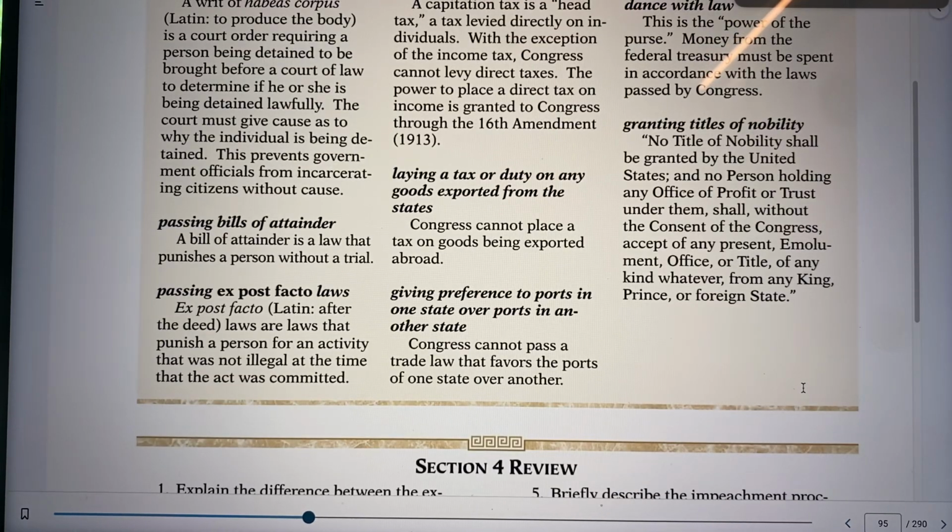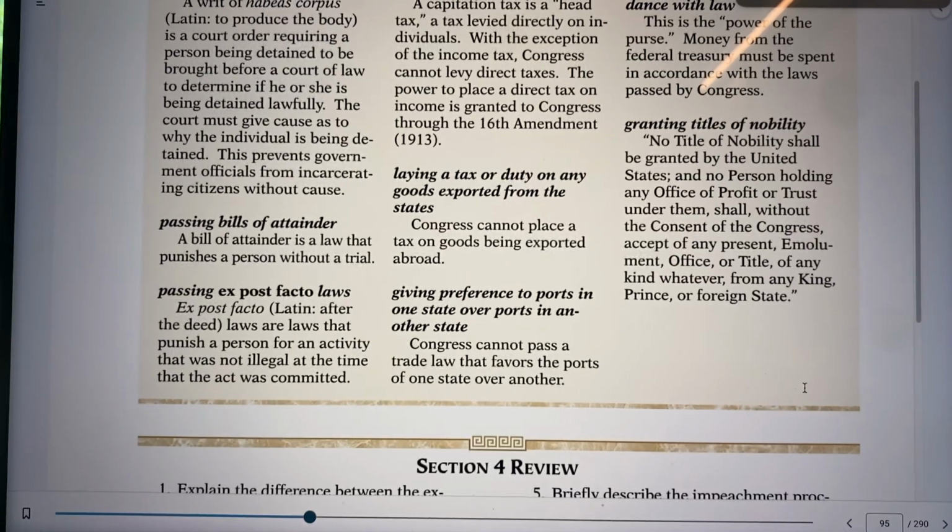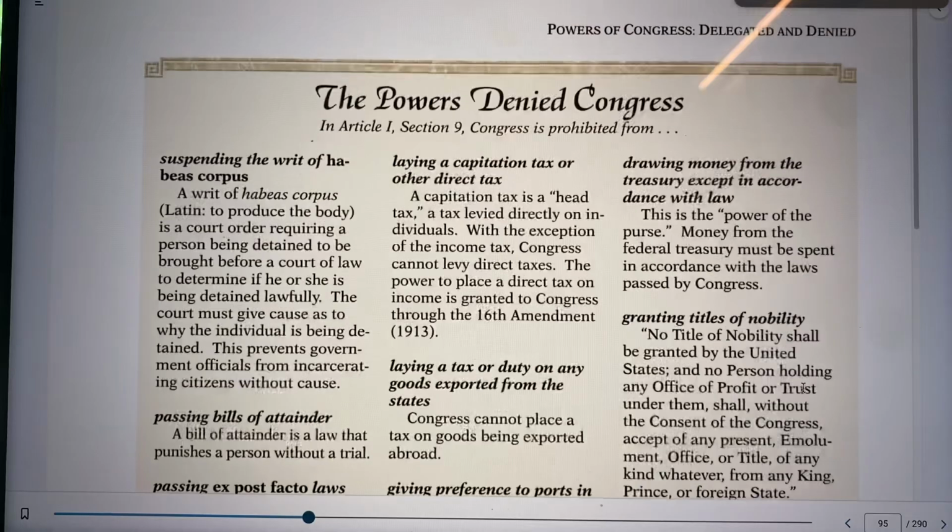Congress cannot pass ex post facto laws. So what's an ex post facto law? It means after the deed. So these are laws that punish a person for an activity that was not legal at the time that the act was committed. Say having slaves was legal back then, but it's not now. So they can't go back and punish that person for their crime in the past when it was legal. So that's ex post facto.